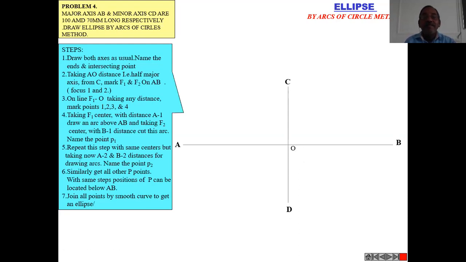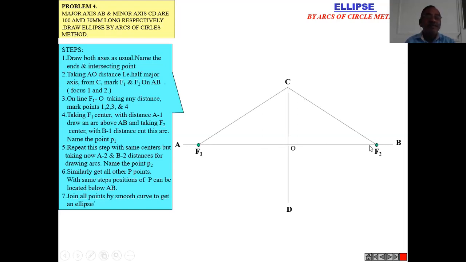Next, that is O. So OC equal to OD equal to 35. OA equal to OB equal to 50. Right? Next. So now, how to find this? That is F1. That is F2. That is foci 1, foci 2.